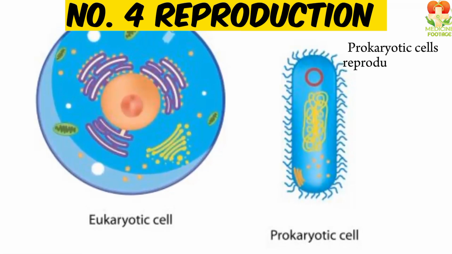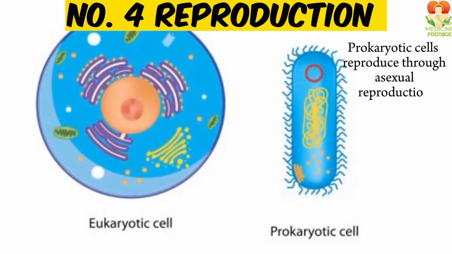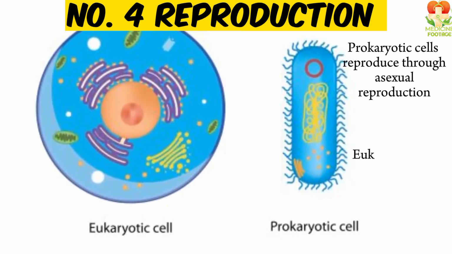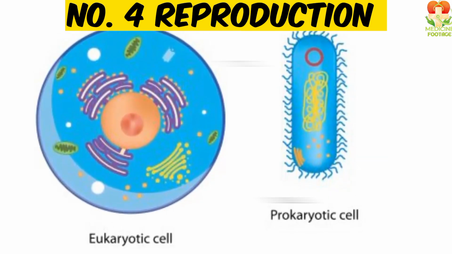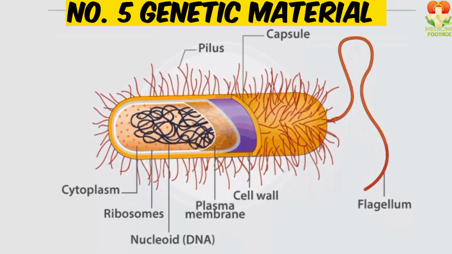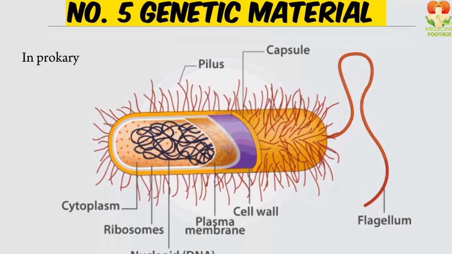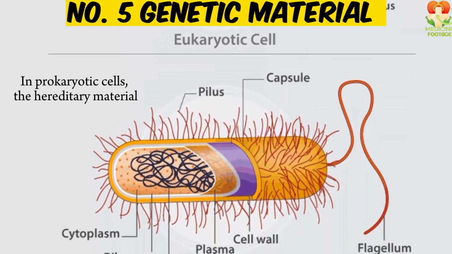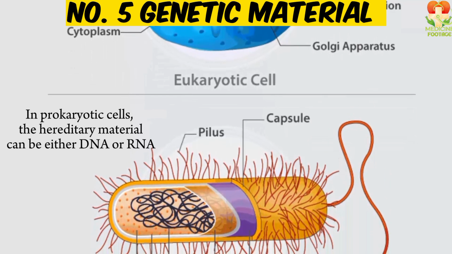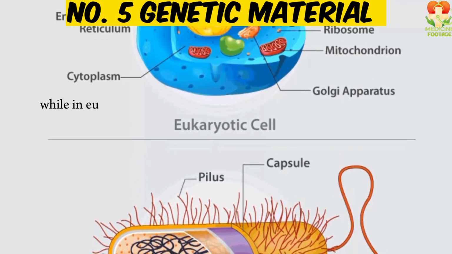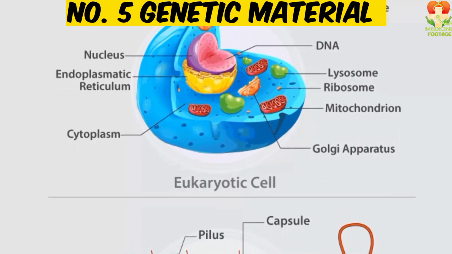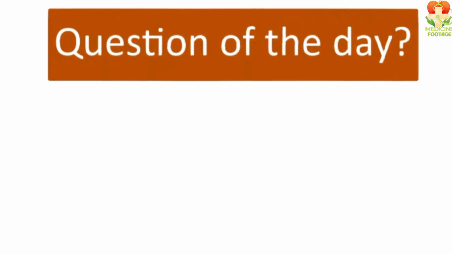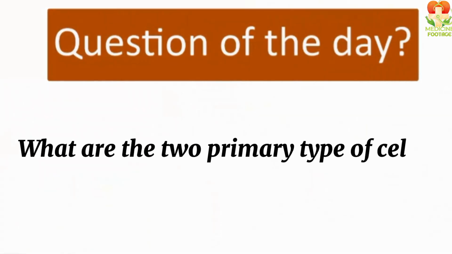Difference number 4, reproduction. Prokaryotic cells reproduce through asexual reproduction, such as binary fission. Eukaryotic cells can reproduce both asexually and sexually. Difference number 5, genetic material. In prokaryotic cells, the hereditary material can be either DNA or RNA, while in eukaryotic cells, it is exclusively DNA found inside the nucleus. Today's question is, what are the two primary types of cells?